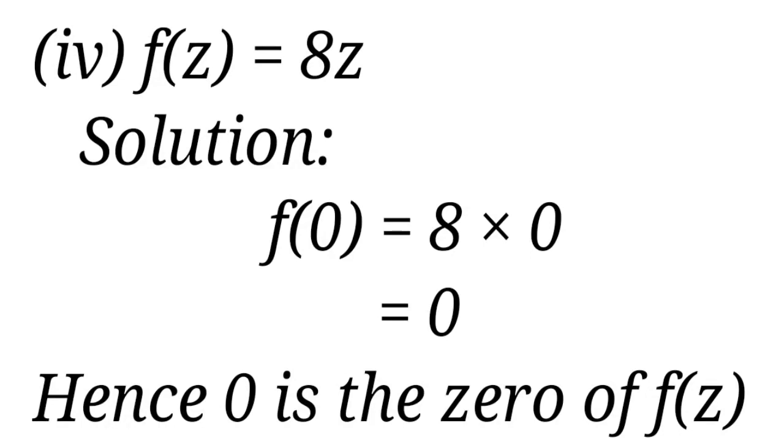Fourth subdivision, f of z is equal to 8z. Solution, let us take z is equal to 0. Then f of 0 is equal to 8 into 0. We get f of 0 is equal to 0. Therefore, f of 0 is equal to 0. Hence, 0 is the 0 of f of z.